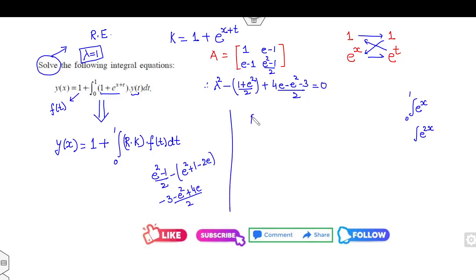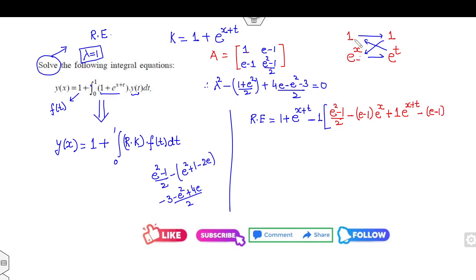So therefore you can find the resolvent kernel is the kernel plus lambda times the numerator. What is the value of the lambda? It is 1. So let me clear this. You can start from this first number, (e square minus 1) over 2 into 1, negative (e minus 1) of e raised to power x, positive 1 into e raised to power x into e raised to power t, and negative (e minus 1) of e raised to power t. Fine. Now what is the value of the f of t? It is my 1. Fine.